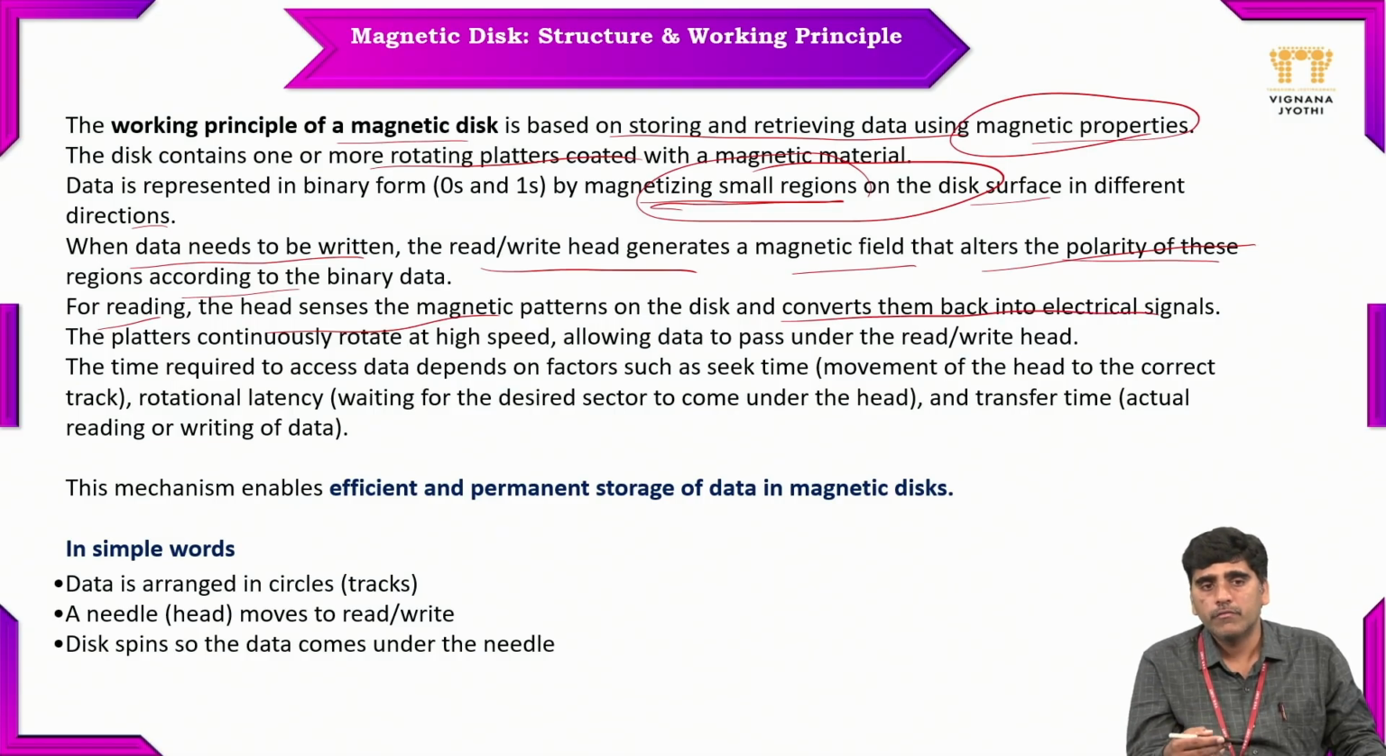So whenever you are performing the write operation, it converts the signals into magnetic signals, and when you are performing the read operation, the magnetic patterns on the disk are converted into electrical signals. The platters are continuously rotating at high speed and allow data to pass under the read or write head.